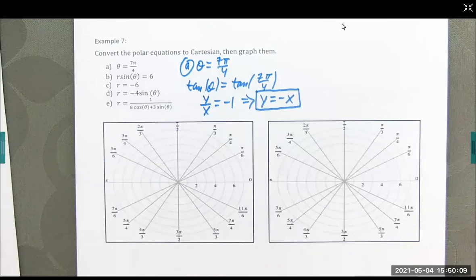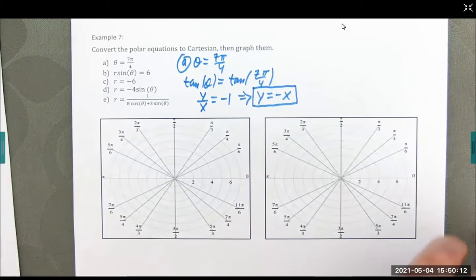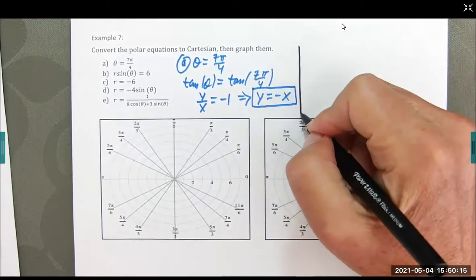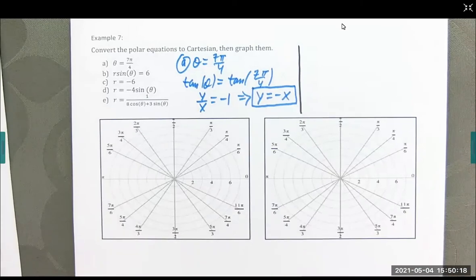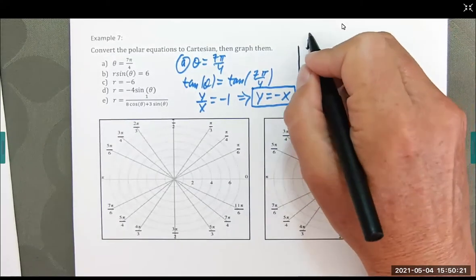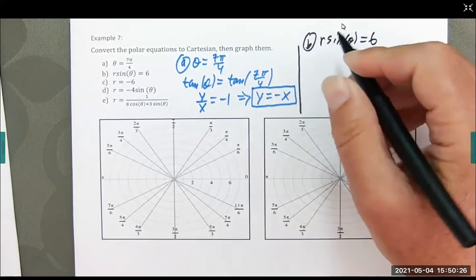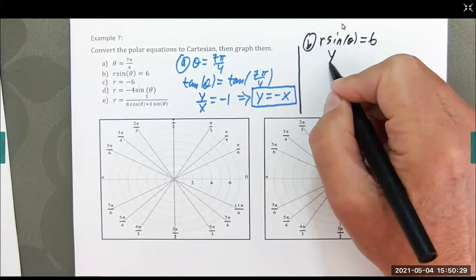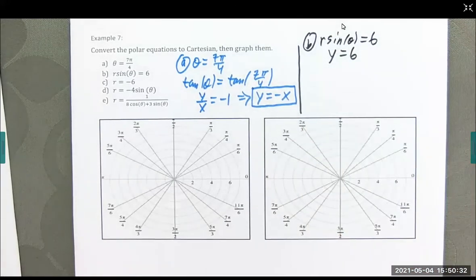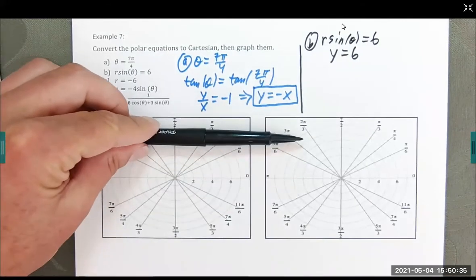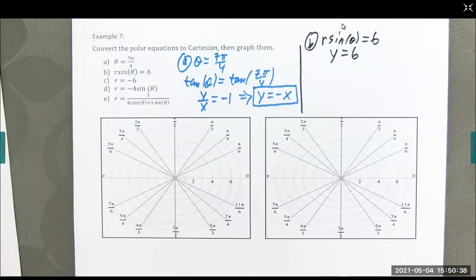All right, next up, see if I can squeeze b over here. Do b in black. R sine theta equals 6. Well, this is just r sine theta is y. Again, that's a horizontal line, right? At 6. Let's do C.